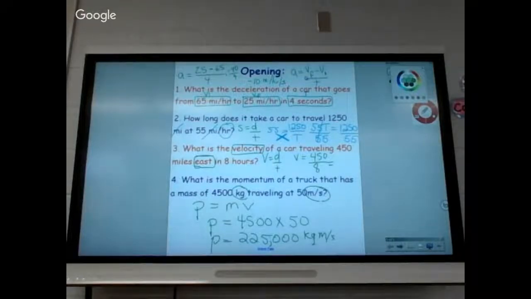Can the masses be different? Yes, that was the question we talked about yesterday. They can be different and still have the same momentum.